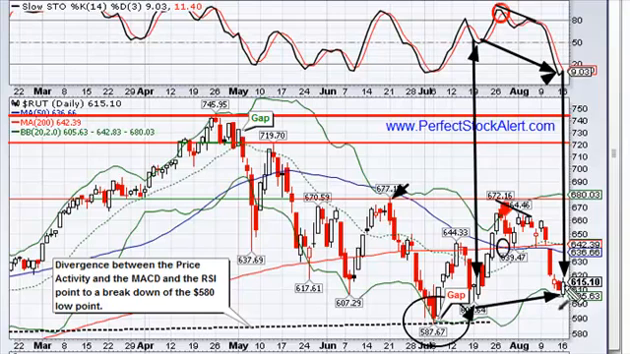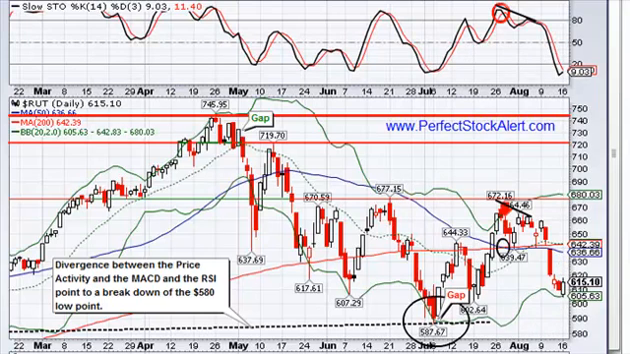That's false. It needs to break down, but worse still, if you remove all that, you've got a low point here and a lower low here. This is showing a downtrend. This downtrend is not being reflected in the price activity. It's telling you that this low point right here is going to get taken out.